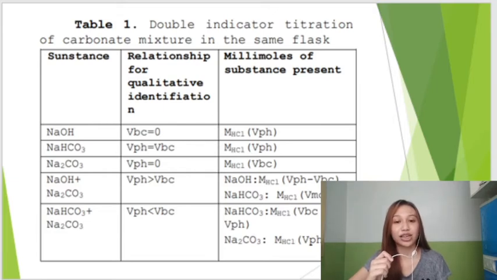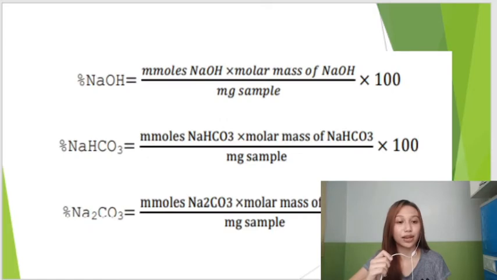Percent NaOH is equal to millimoles NaOH times molar mass of NaOH divided by milligrams of sample times 100. Percent NaHCO3 is equal to millimoles of NaHCO3 times molar mass of NaHCO3 divided by milligrams of sample times 100. Percent Na2CO3 is equal to millimoles Na2CO3 times molar mass of Na2CO3 divided by milligrams of sample times 100.